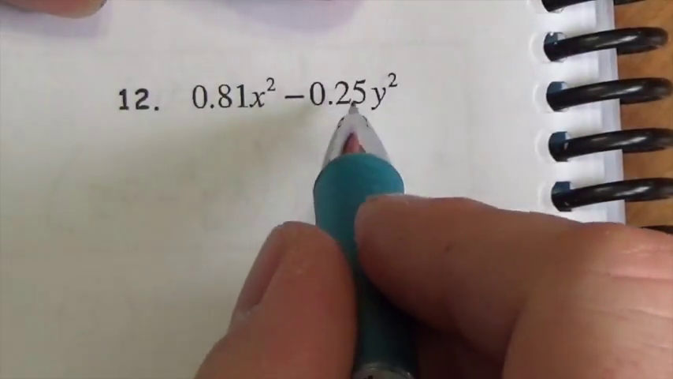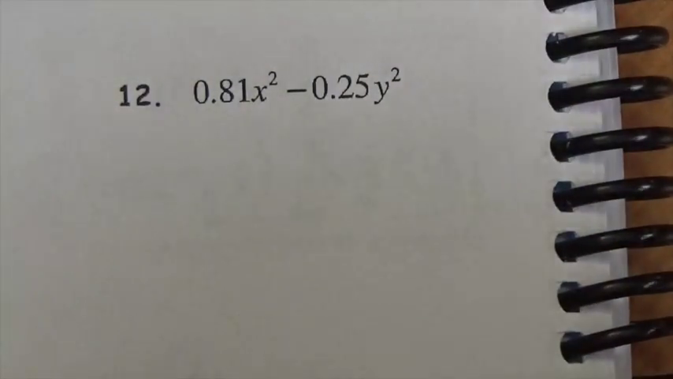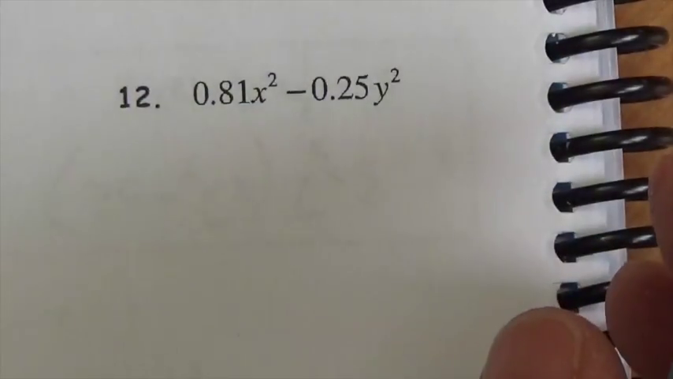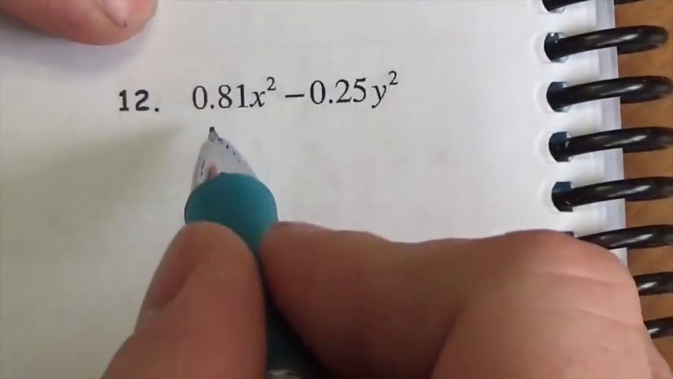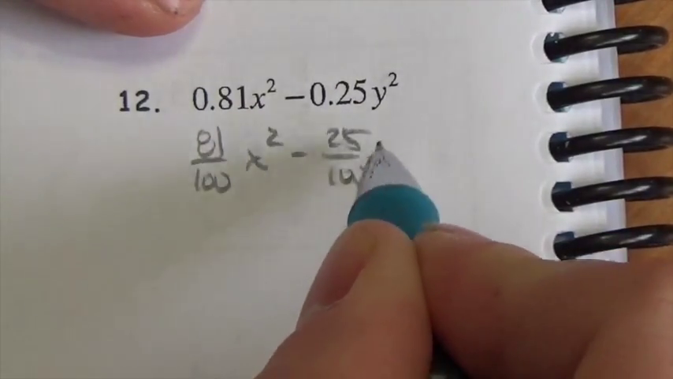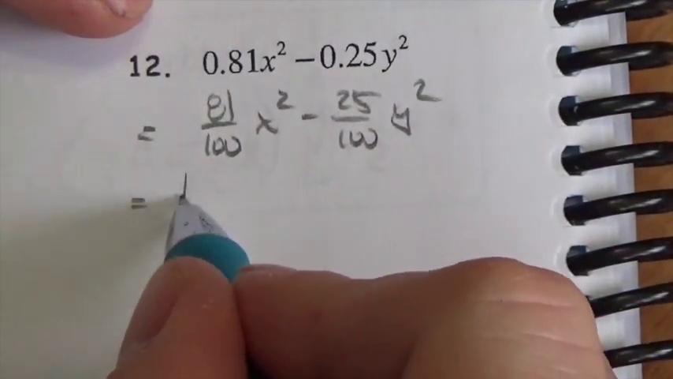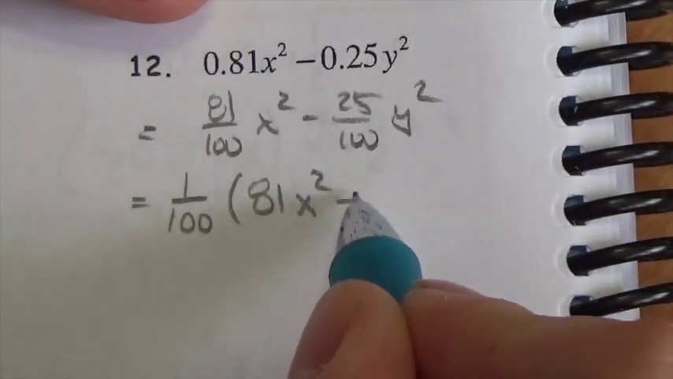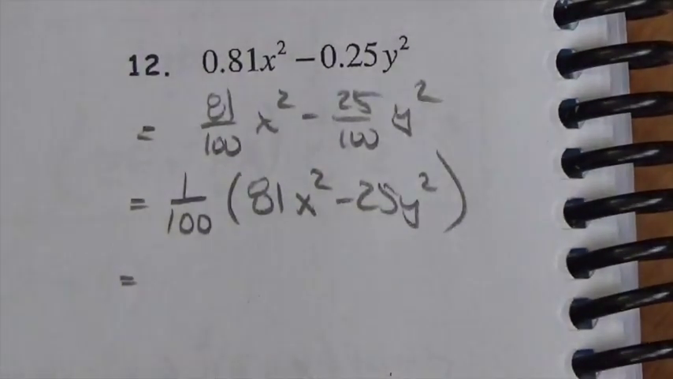0.81 x squared minus 0.25 y squared here. Okay, what I would probably do here, because I've got decimals in the question, part of me would be tempted to just leave those in there. However, this is really like 81 over 100 x squared minus 25 over 100 y squared. There is this common 1/100th to both terms here, so I would be very tempted to just yank that out here. And what that would leave me with would be 81 x squared minus 25y squared. It just looks a little bit cleaner when I do that.